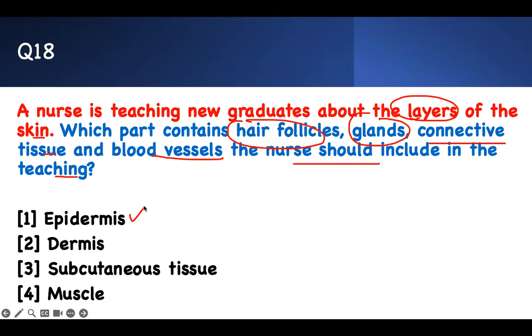The epidermis does not have glands, so it can't be. Muscle is not part of the skin. Subcutaneous may have some of these things, but mostly it's just fat. So by process of elimination, you know it's the dermis. When you cut yourself and you bleed, you have reached the dermis. That's where blood vessels and connective tissue are located.